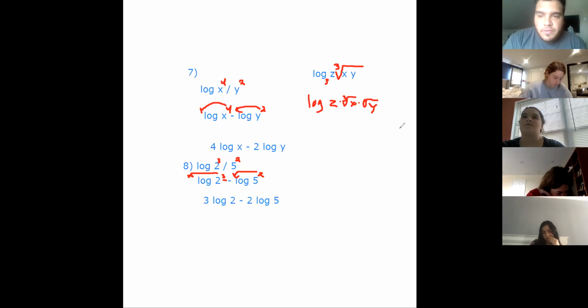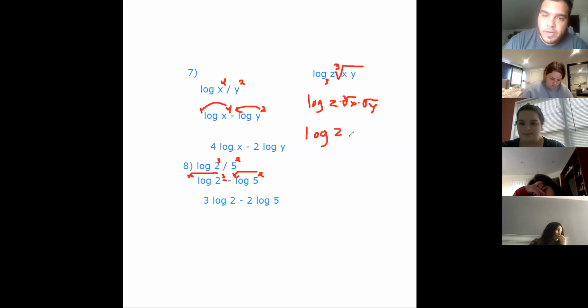Now the next thing is we don't know what to do with a cube root. We know what to do with exponents, but we don't know what to do with a cube root. So we have to think, is there a way I could rewrite my cube root as an exponent? And there is a way. From chapter, I believe 3, we talked about how square roots are like fraction exponents.